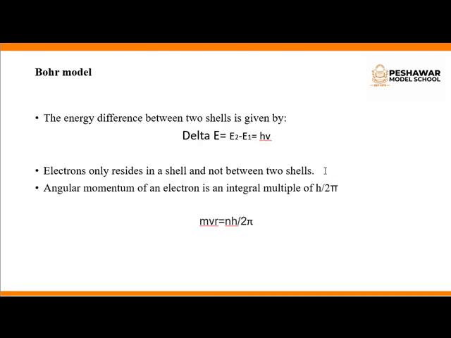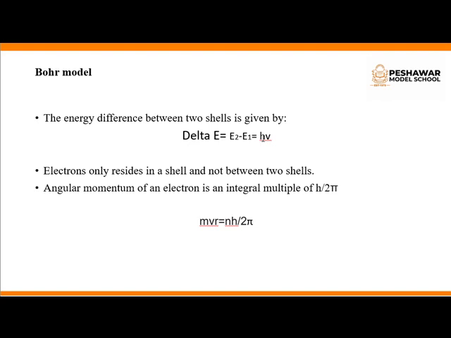As you can see in the formula, the total energy delta E is equal to E2 minus E1. E2 is the higher energy level and E1 is the lower energy level. It is equal to h nu, where h is Planck's constant and nu is frequency. The value of h is 6.6262 into 10 raised to power minus 34 joule seconds.